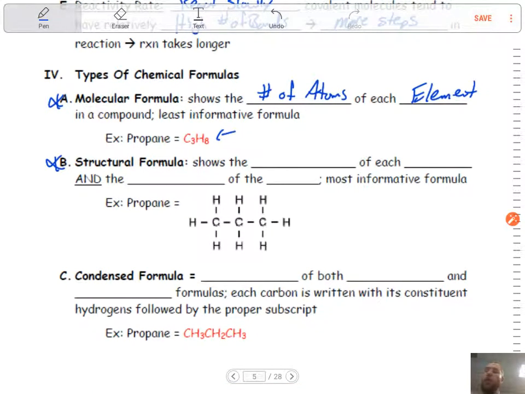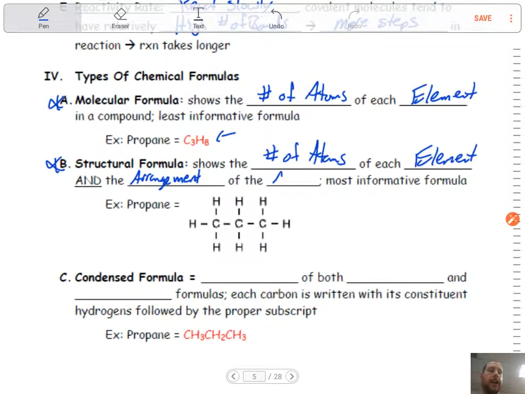Structural formulas, however, they show the number of atoms of each element, and they also show the arrangement. This is where you have to draw it. So something we're going to spend time again going back and drawing bonding and drawing Lewis structures, okay? This is going to be that precursor to get us back in that mindset. Okay, so something like this. This is the most informative formula because we can count up, okay, I have 1, 2, 3 C's, 1, 2, 3, 4, 5, 6, 7, 8 hydrogens. So you can get both from that structure.